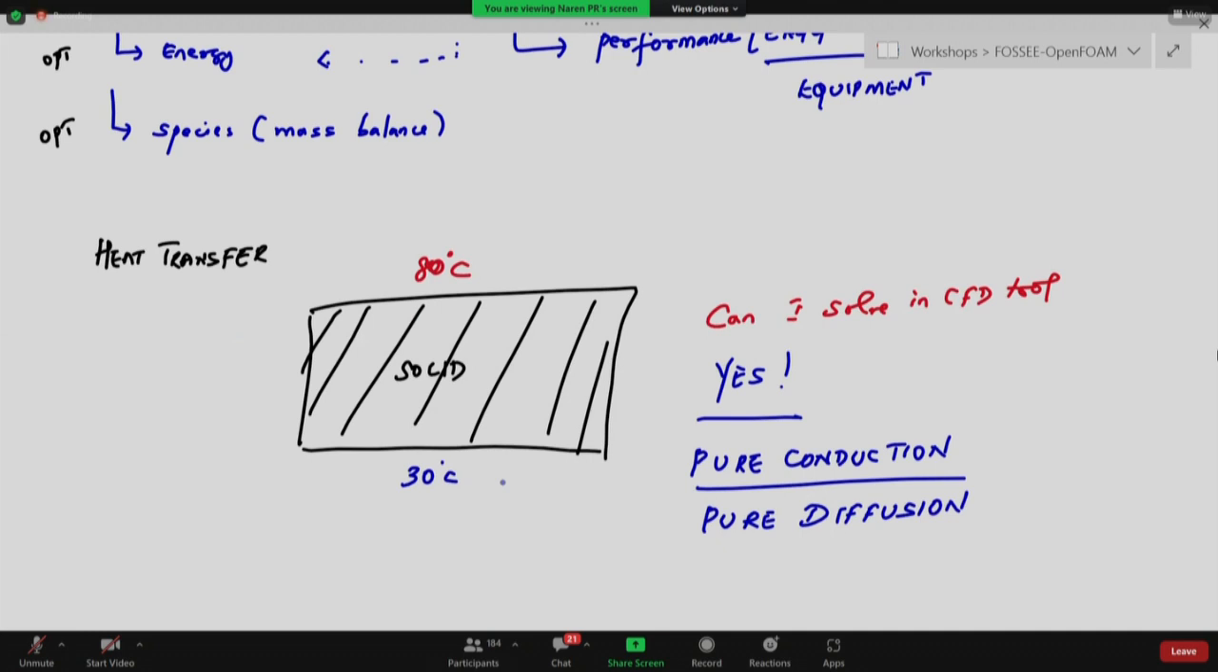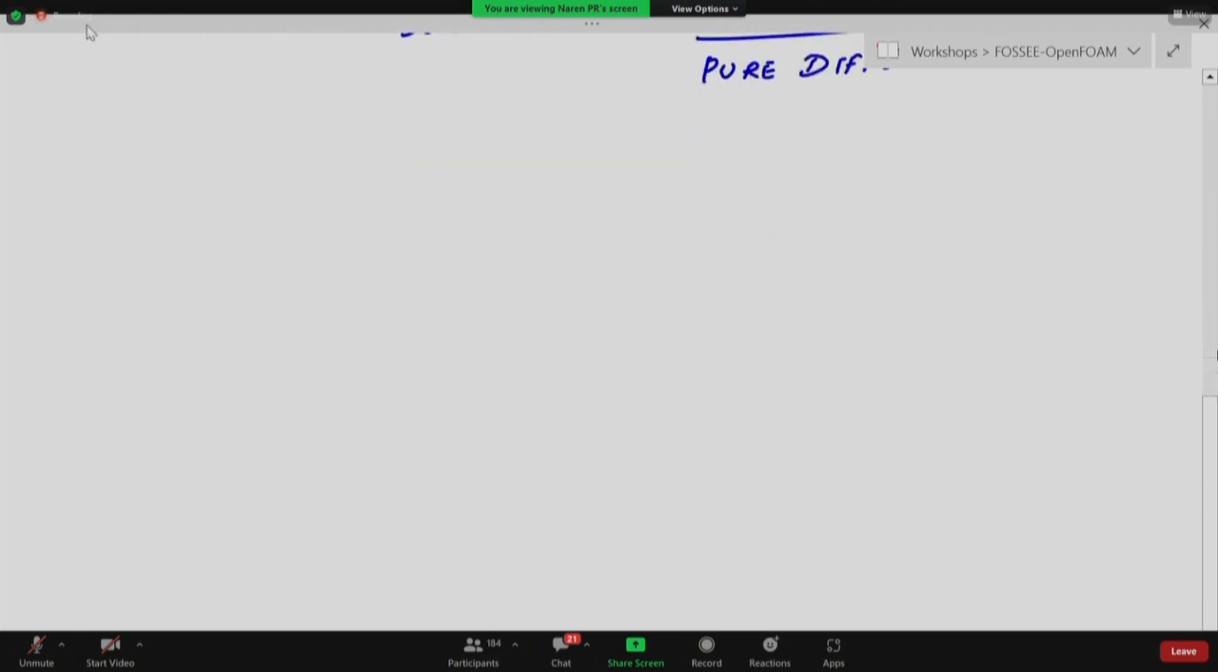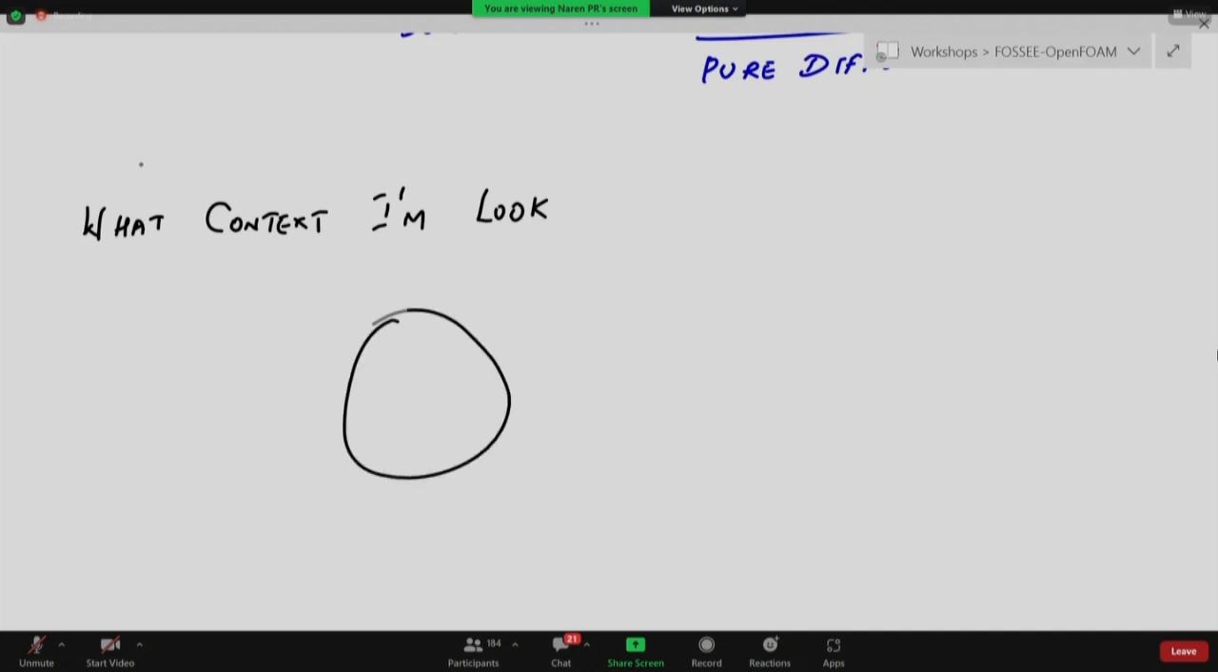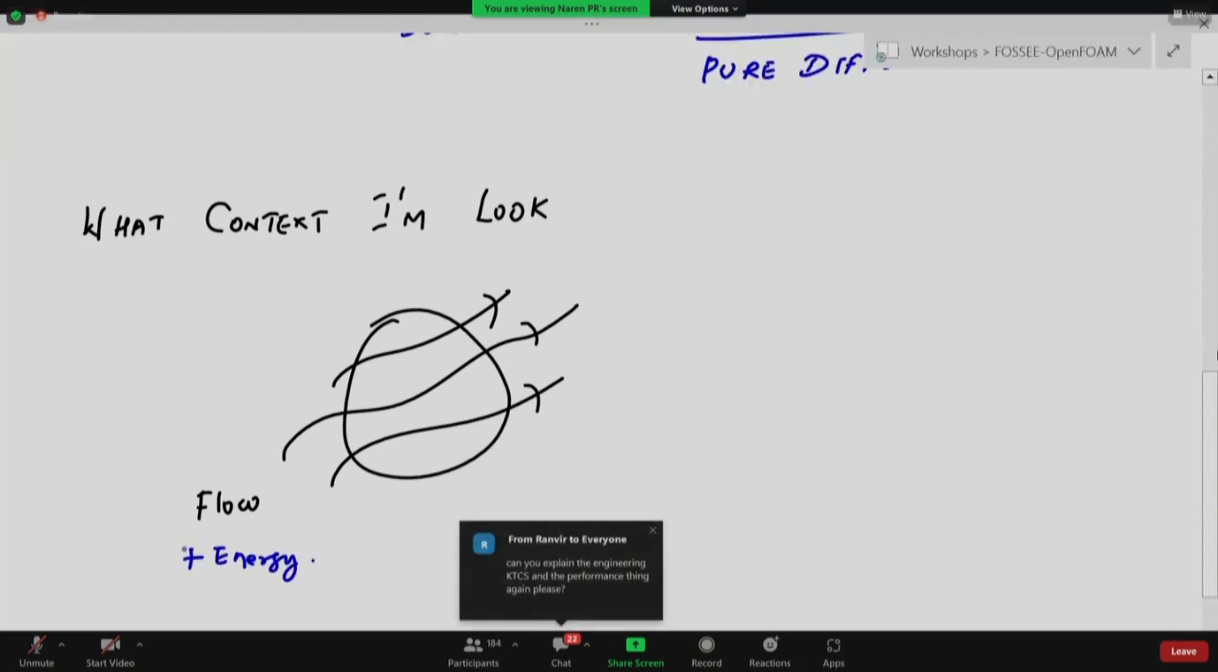Pure diffusion problem. You necessarily don't require CFD as a tool, because these have clear analytical solutions, or they can be easily solved by a mathematical tool as well. I mean, by writing codes also. So before even going to CFD, the context I'm now going to look at when I say I'm solving heat transfer is that I have a flow. There is certainly a flow. Along with flow, there should now be energy. So this is the context I'm looking into, right?